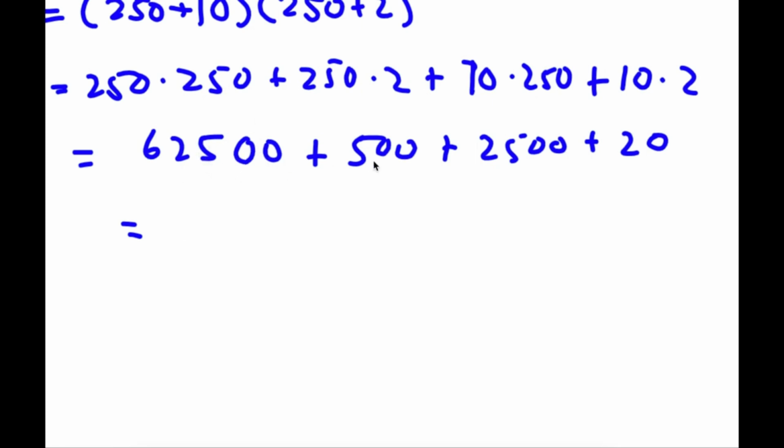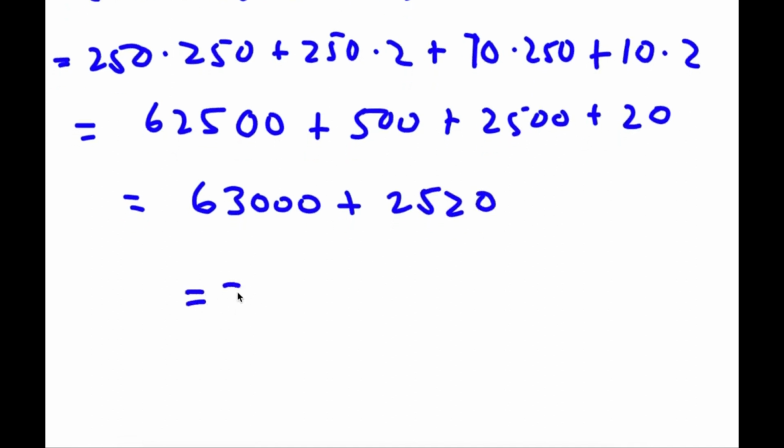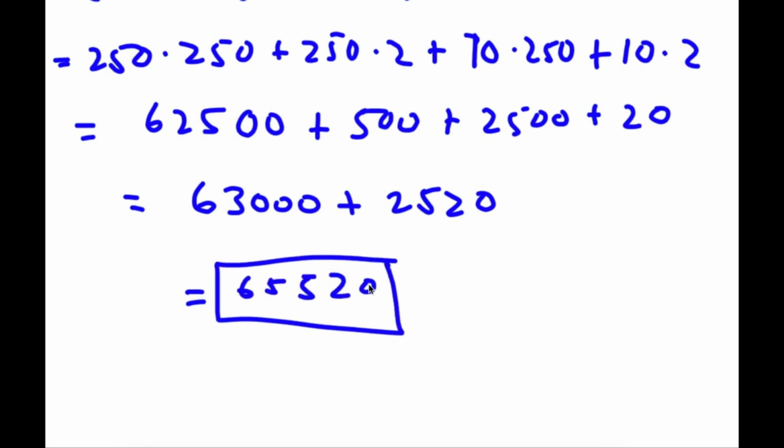So 62,500 plus 500 is 63,000, plus 2,500 is 65,500, plus 20 is 65,520. So this is my answer.